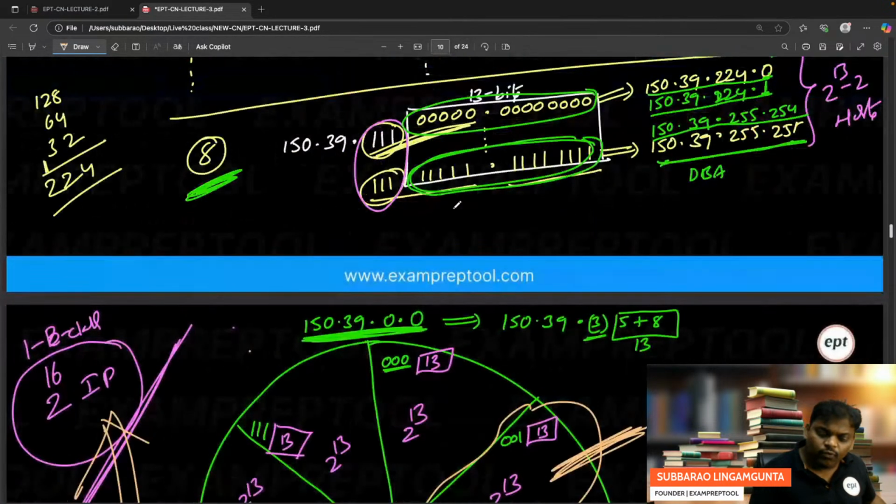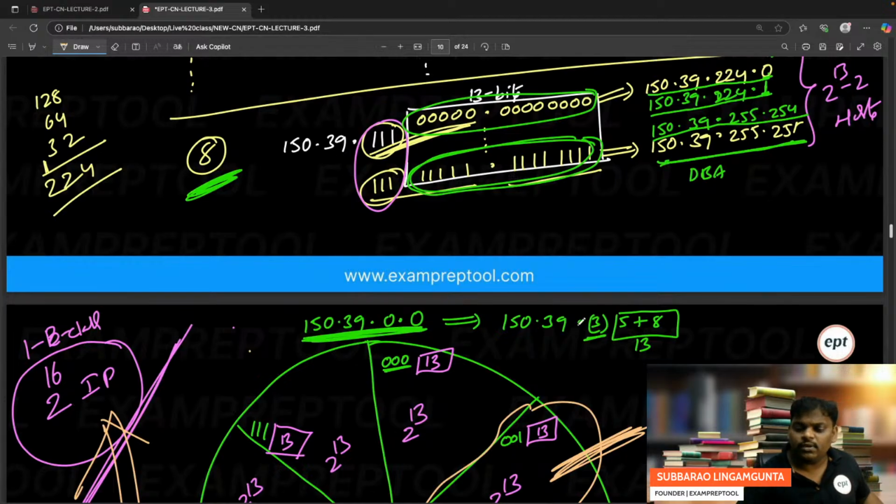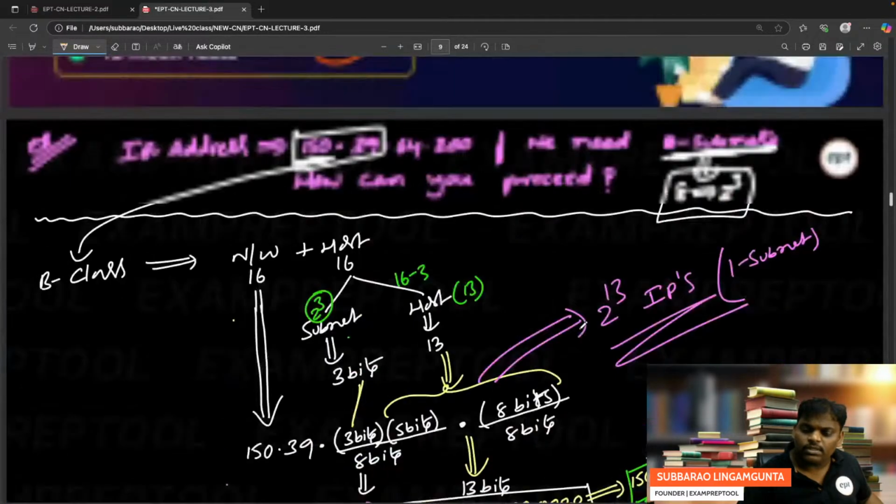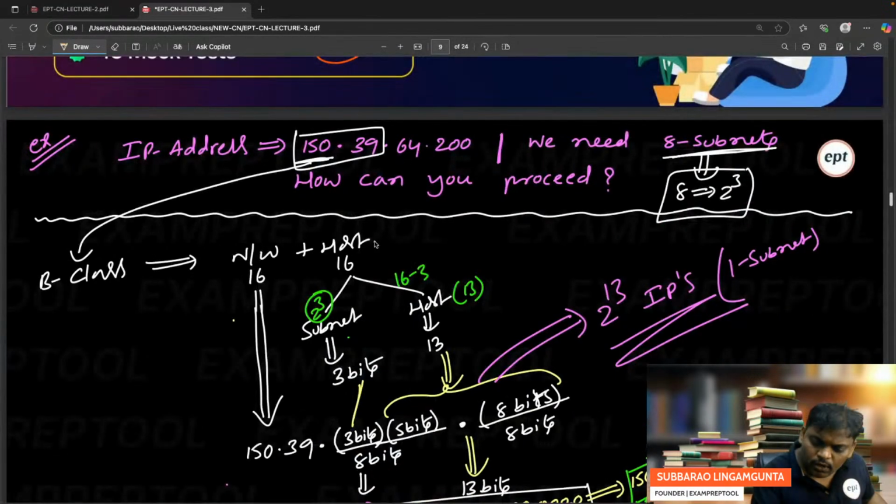Before division, host purpose 16 bits. Can you see this? Before division, host purpose 16 bits. So 2 power 16 IPs are possible. Next, 2 power 16 minus 2 hosts possible. These many hosts were possible previously.